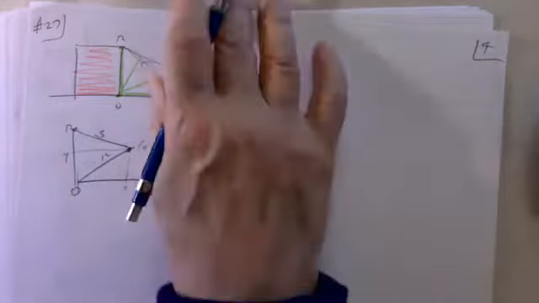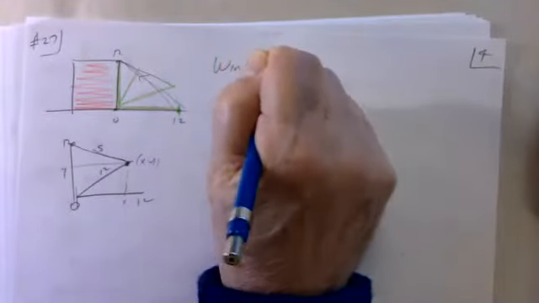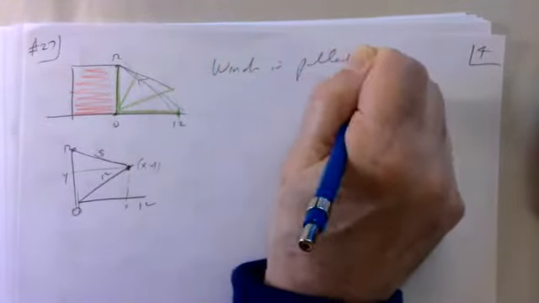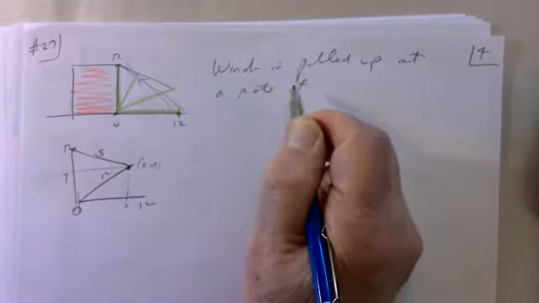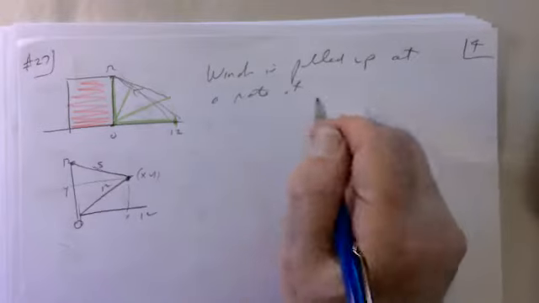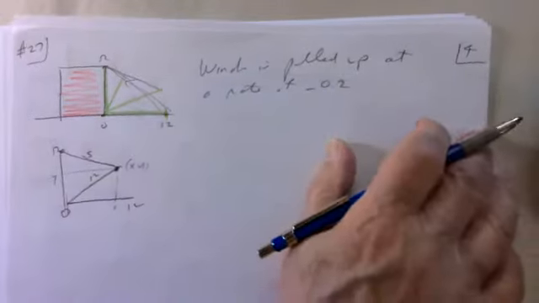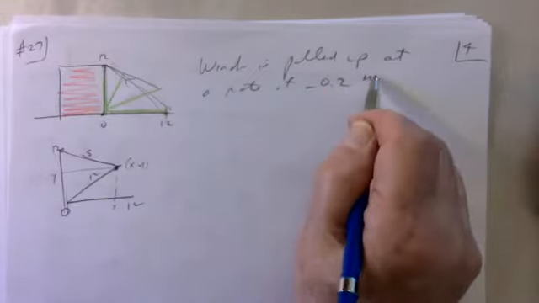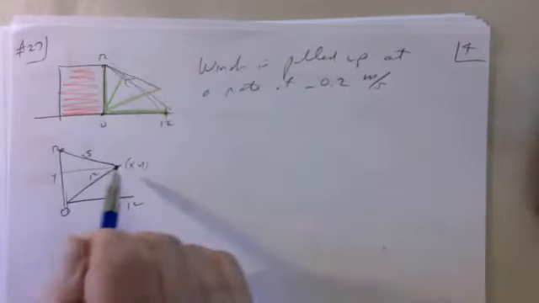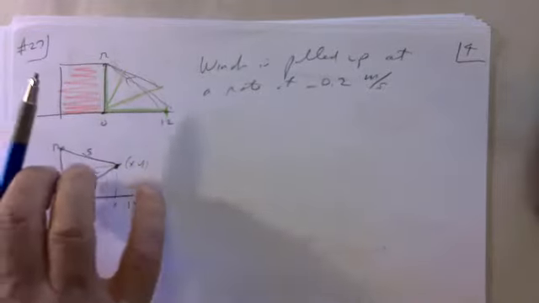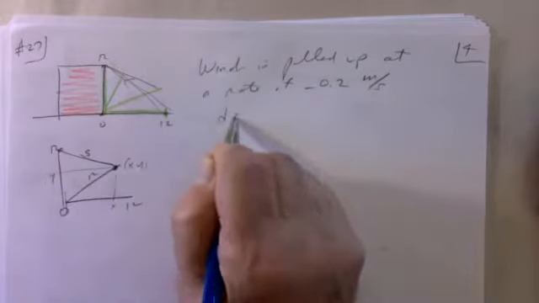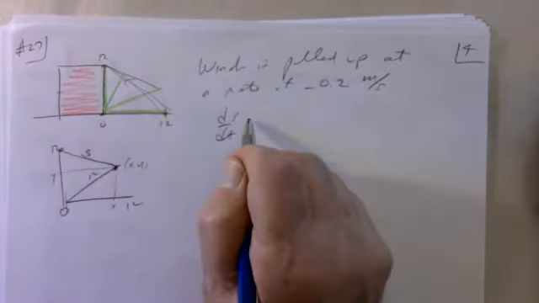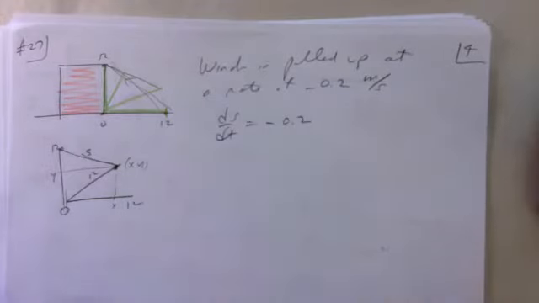So we're told that the winch is pulled up at a rate of minus 0.2 meters per second. It's negative because as you pull up, the rope is getting smaller, it's decreasing. In other words, ds/dt, where this is S, is equal to minus 0.2 meters per second.